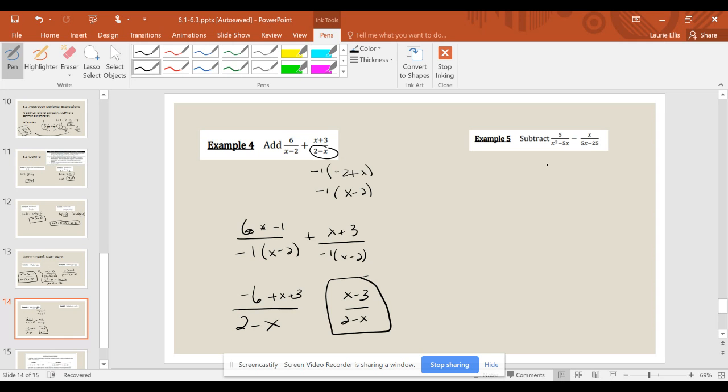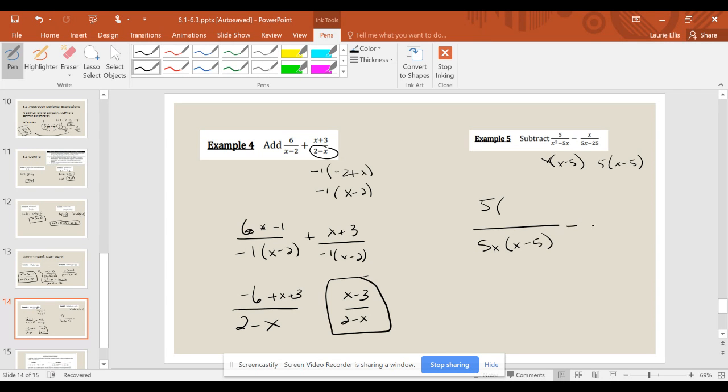So I have to factor. So I see an x times x minus 5. Over here, it's 5 times x minus 5. So you see the variable and the number that's hanging out on the outside. That's what I have to multiply the other one by. So my 5 gets multiplied by, oh, I guess I should have written down what my least common denominator is. I'm sorry. My least common denominator is 5x times x minus 5.